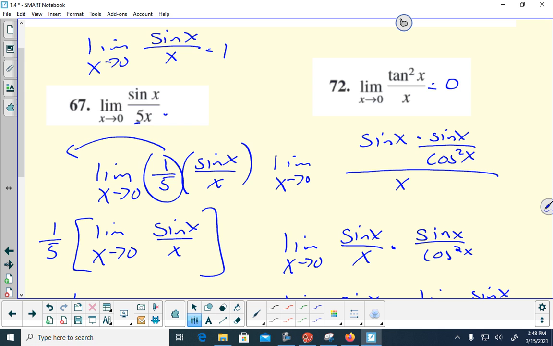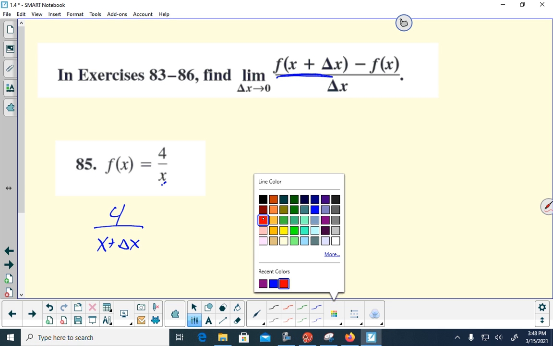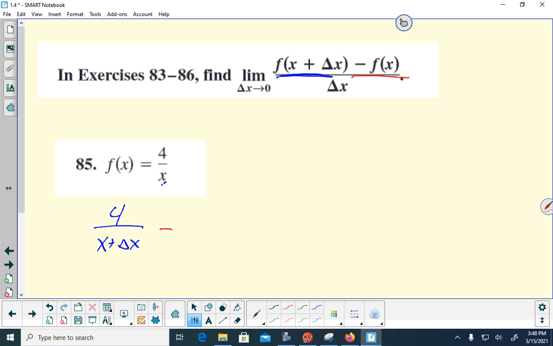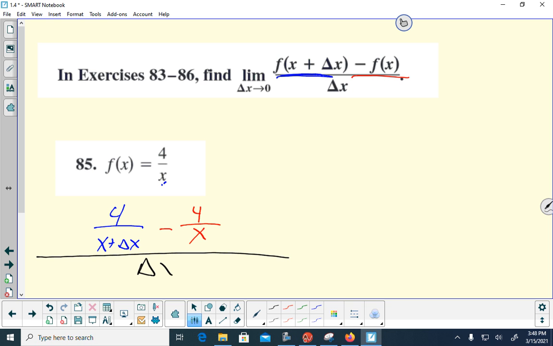Okay, number 85, I have to tell you, one of my favorite problems. What it's asking me to do is find f of x plus delta x. So in this equation, every place I see an x, I'm going to write x plus delta x. So I'm going to have 4 over x plus delta x. That's this part here. Then I'm doing minus f of x, which is just 4 over x. And I'm putting this whole thing over delta x, and I'm trying to take the limit as delta x approaches 0.